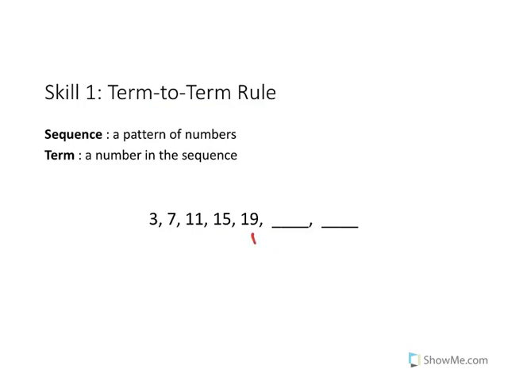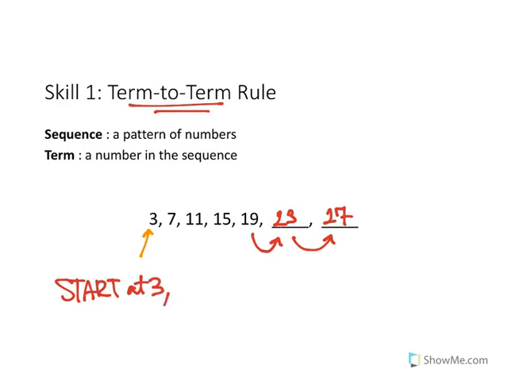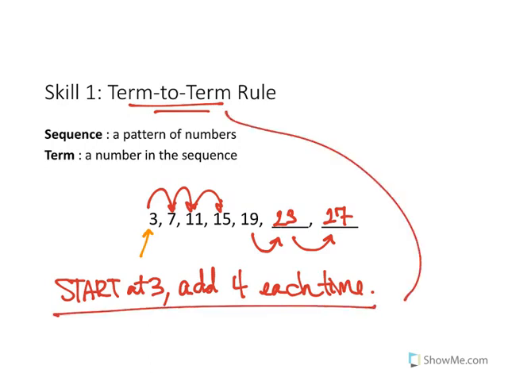If we keep going with this pattern, 19 plus 4 should give us 23. Then 23 plus 4 will give us 27. When we describe the term-to-term rule, first of all we say where we start. We start at 3, and then we describe what's going on literally from term to term. Start at 3 and add 4 each time. This is the term-to-term rule.